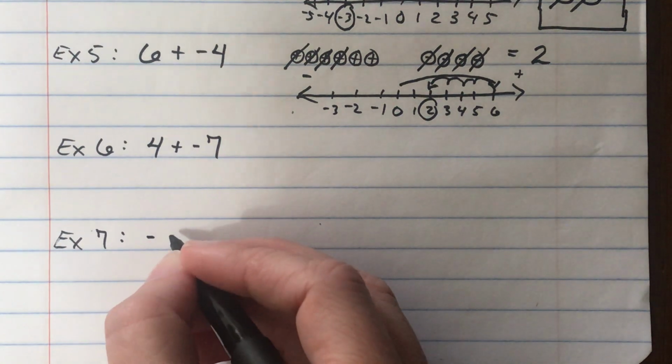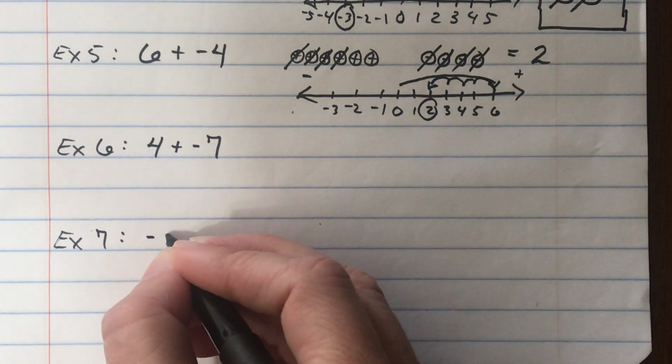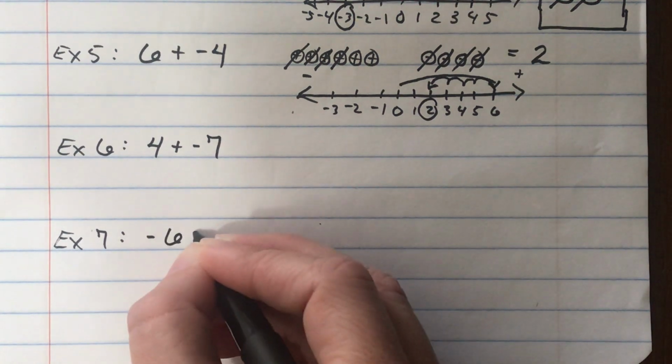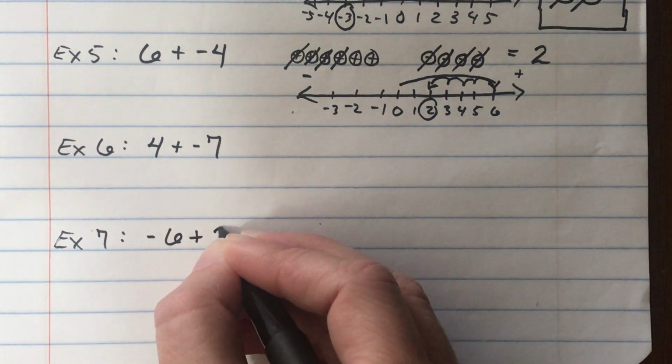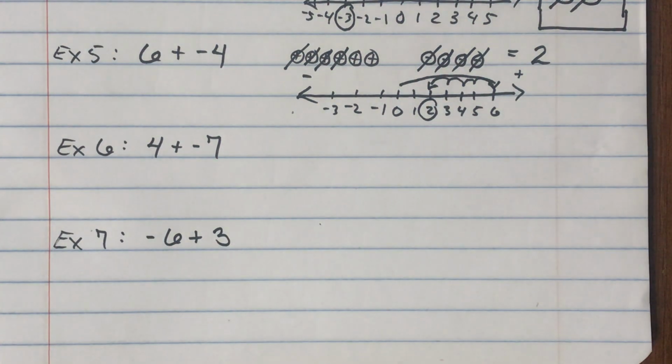let's see, what did I have written down here? Let's do negative, trying to think of a number I haven't used yet. Let's do -6 plus 3. All right, pause the video, go ahead and try those with the chips and the number line, and then come back and restart the video to check.